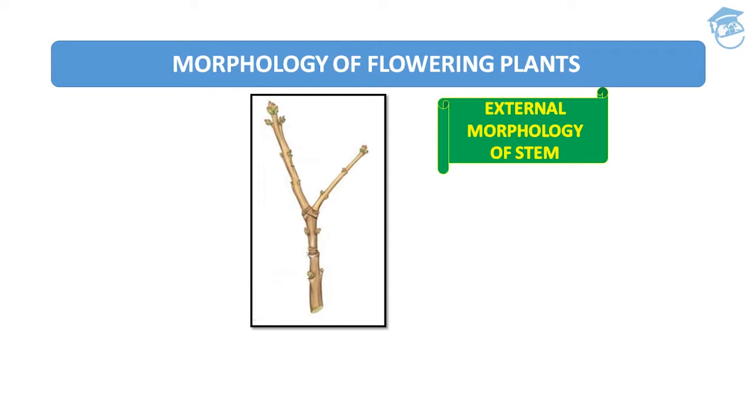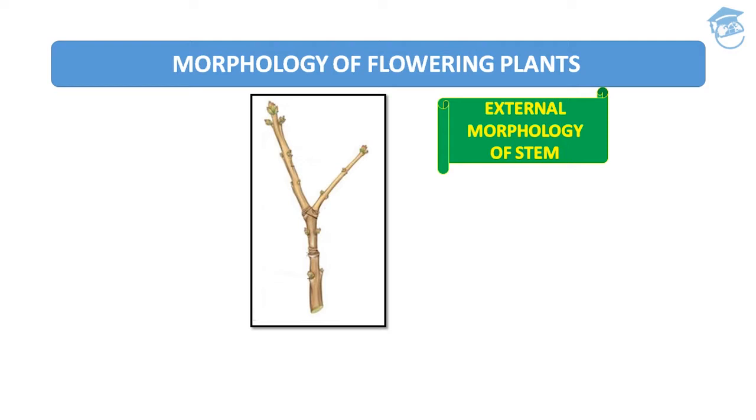Students, what are the features that distinguish a stem from a root? The stem is the ascending part of the axis that bears branches, leaves, flowers and fruits. It develops from the plumule of the embryo of a germinating seed. The stem bears nodes and internodes.